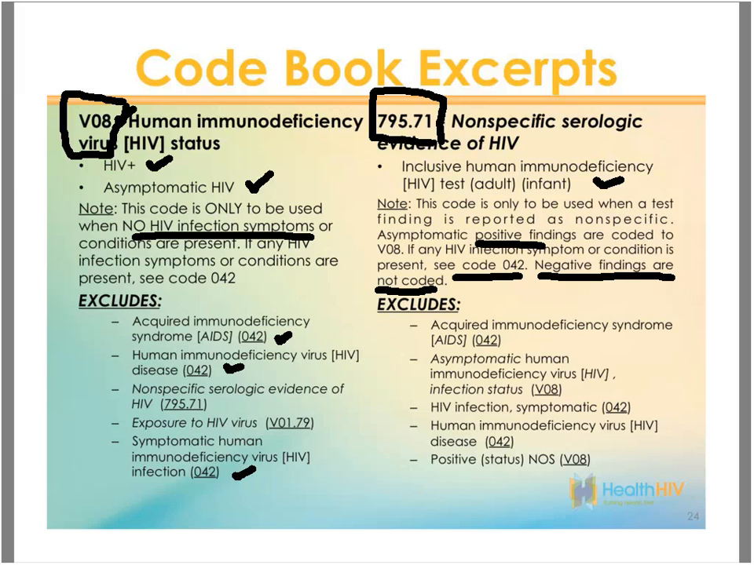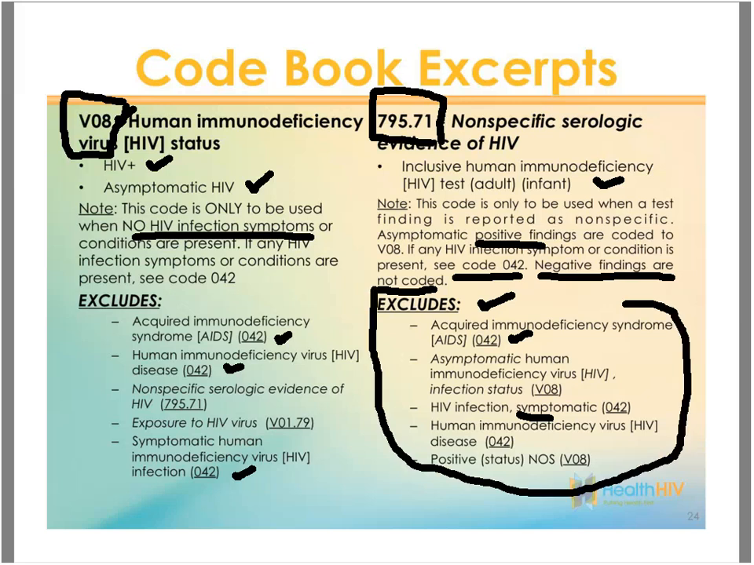795.71, additional excludes. So again, it excludes AIDS, and it excludes the HIV infection symptomatic. These are all excludes notes that are referenced in the code book for 795.71. For those of you that are not really involved in the coding process, excludes means that if the documentation clearly states any of the diagnoses that are under the excludes section, we are not going to assign this code, but instead we're going to assign one of these codes on the basis of whatever is documented in the record.